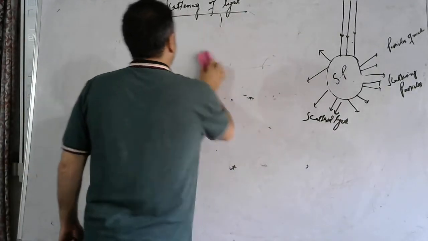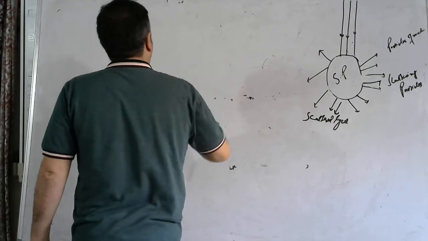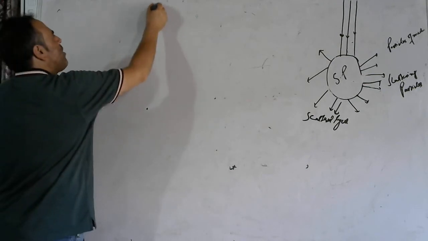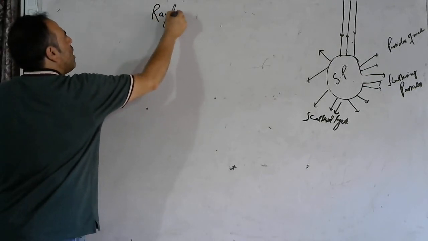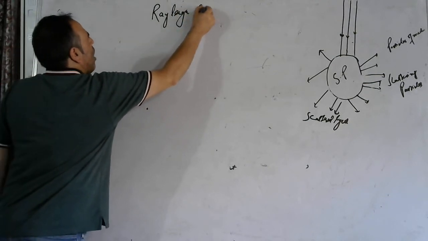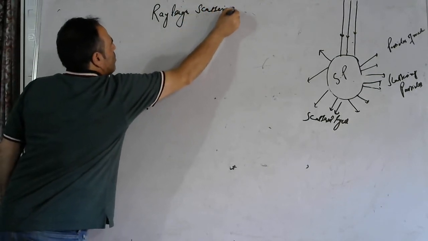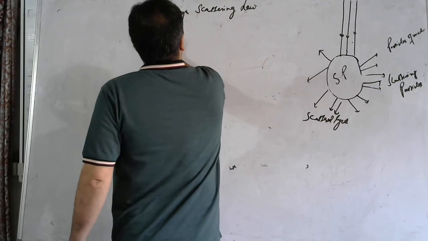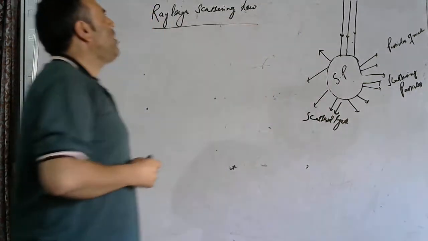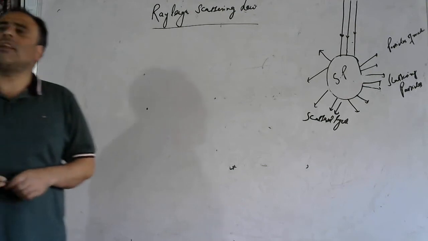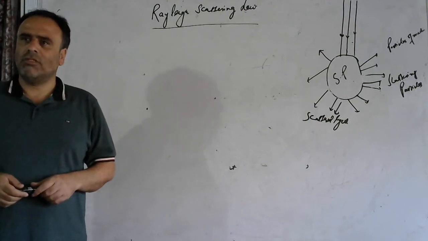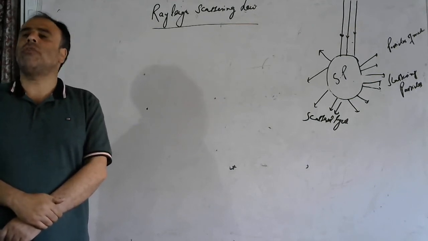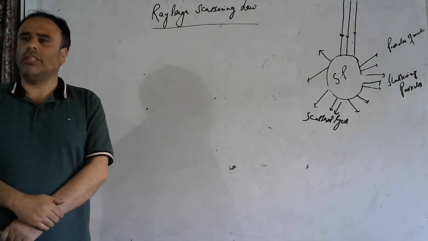We will discuss now an important law in the scattering of light. That law is called as Rayleigh Scattering Law. Very important law. With the help of this law, we can explain some beautiful optical phenomena. With the help of this Rayleigh Scattering Law, we'll be able to explain some beautiful phenomena occurring in nature.